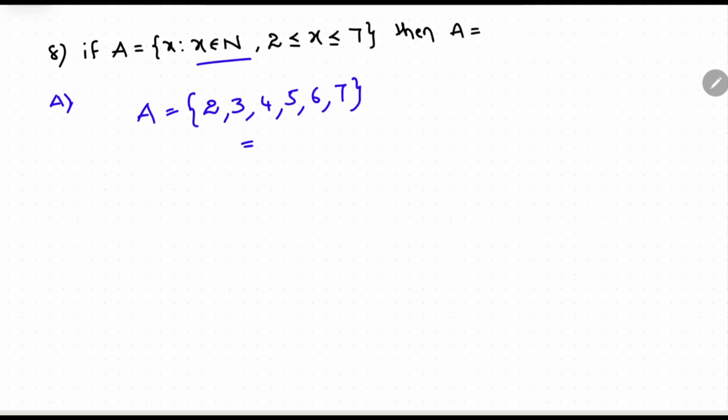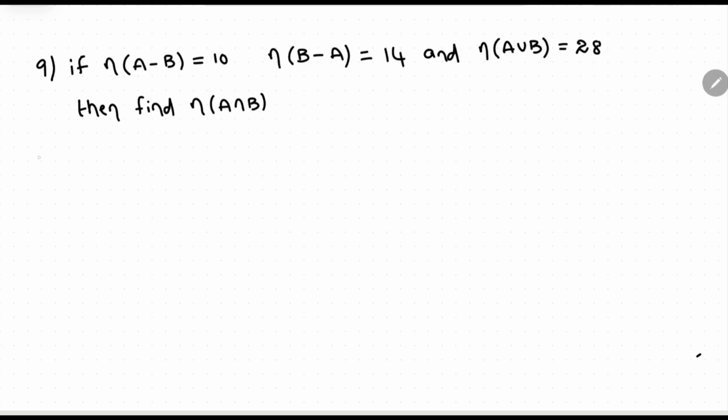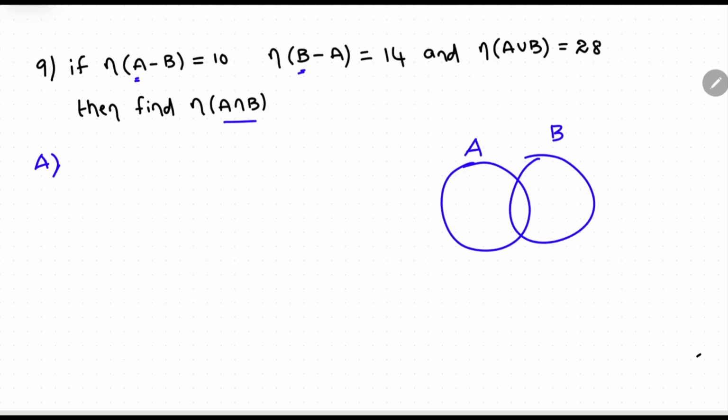So now in this problem we are having n of A minus B, the number of elements of only set A, and the number of elements of only set B, and n of A union B. So we have to find the number of common elements of A and B. So we are doing it with a Venn diagram. Here A minus B will be only the A portion. Similarly B minus A is only the B portion.